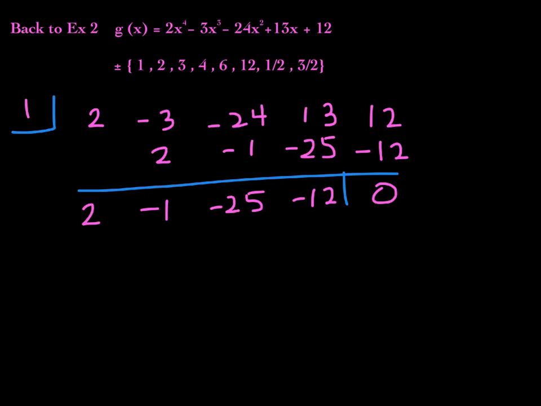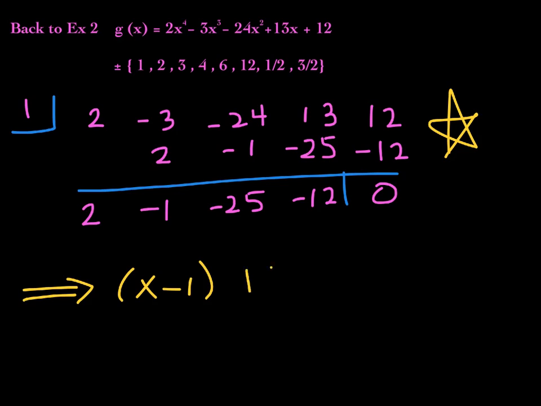1 is a 0. So what I'm going to do is I'm just going to put like a big star here, or a happy face or something, okay? Because 1 is a 0, we know by the factor theorem that this implies that x minus 1 is a factor. Okay, everybody. Let's keep going because this is degree 4 in the beginning.